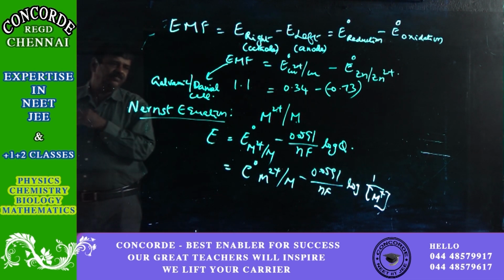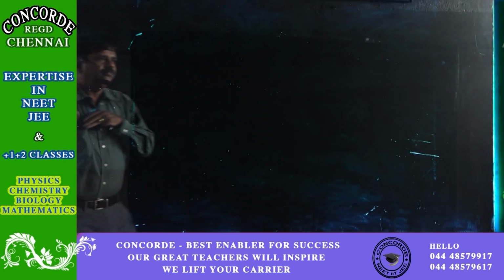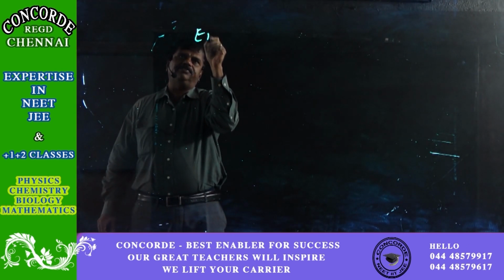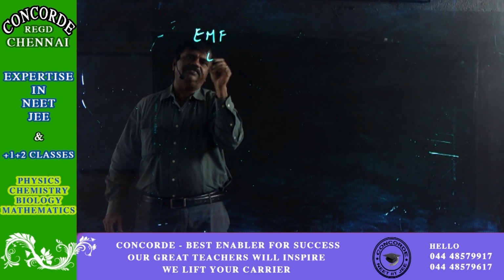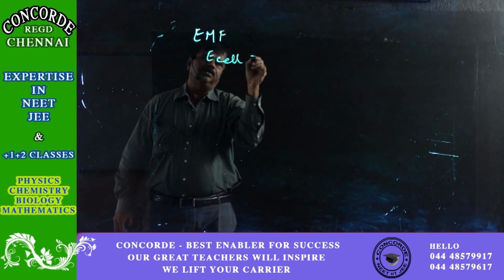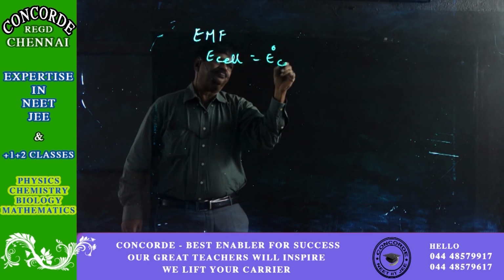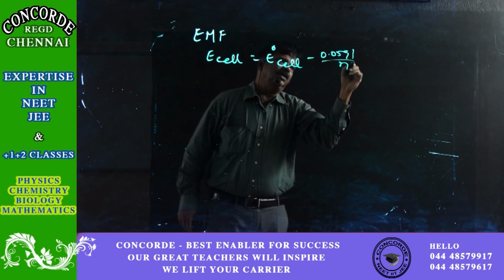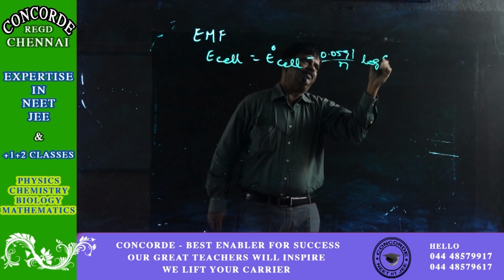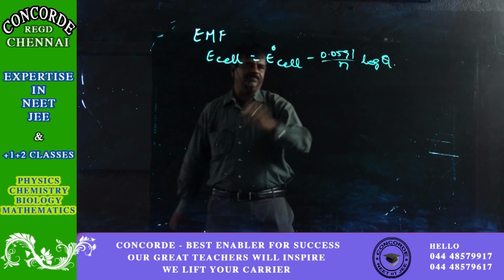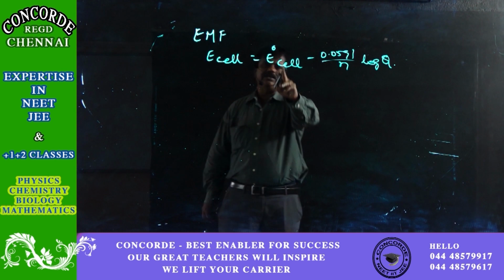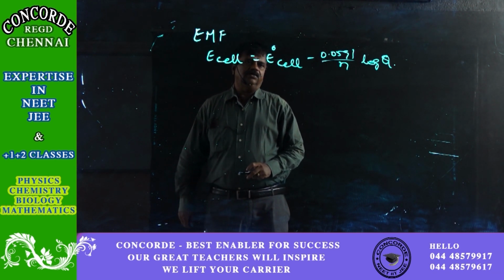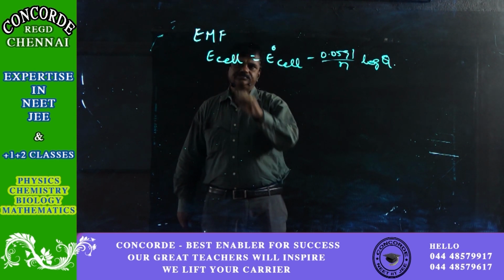We will see a lot of applications of the Nernst equation. The formula is EMF, or E cell, is equal to E naught cell minus 0.0591 by n log Q, where n here is the number of electrons and E naught cell is the standard electrode potential.